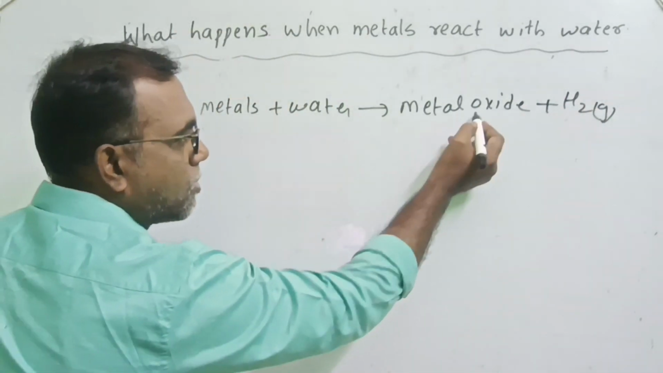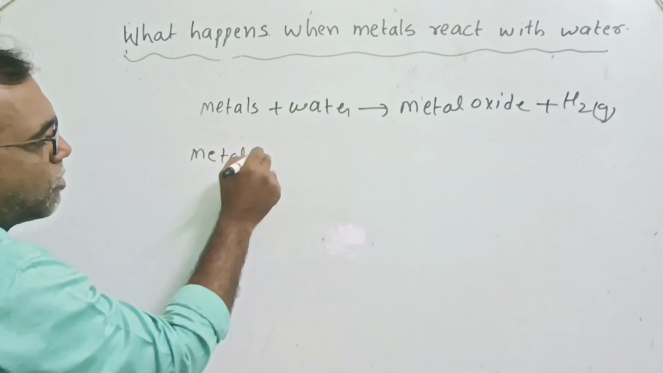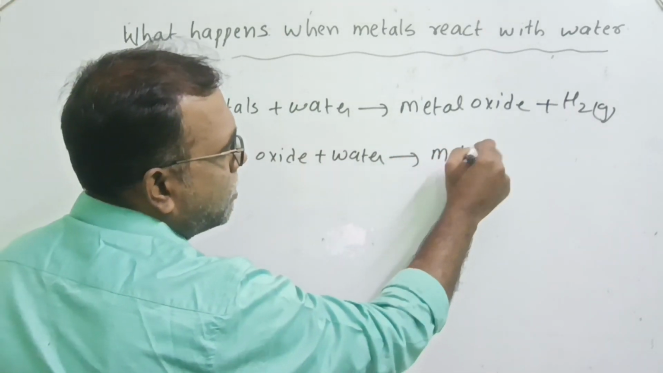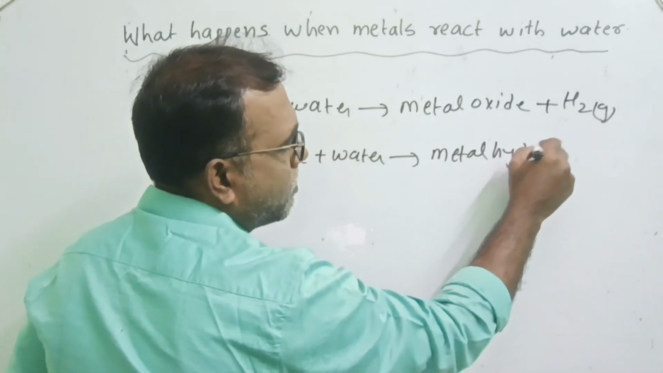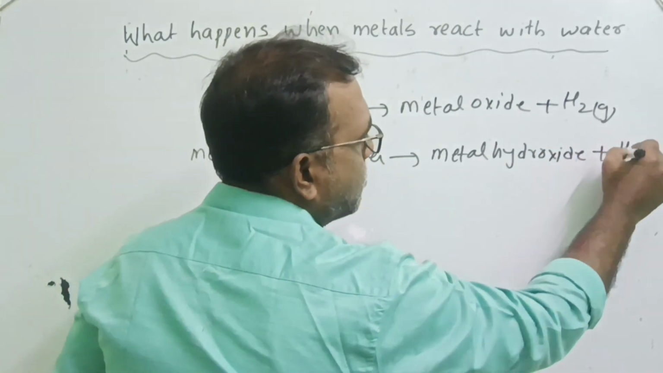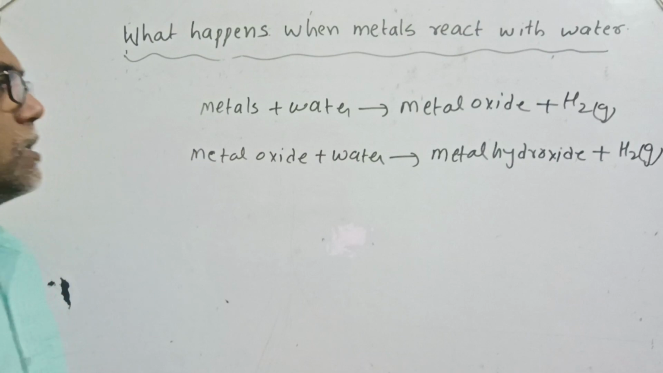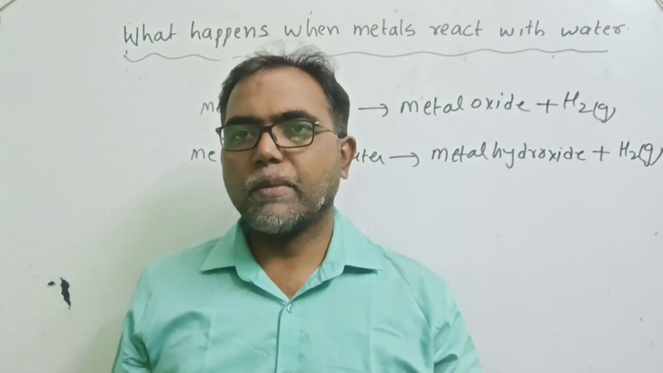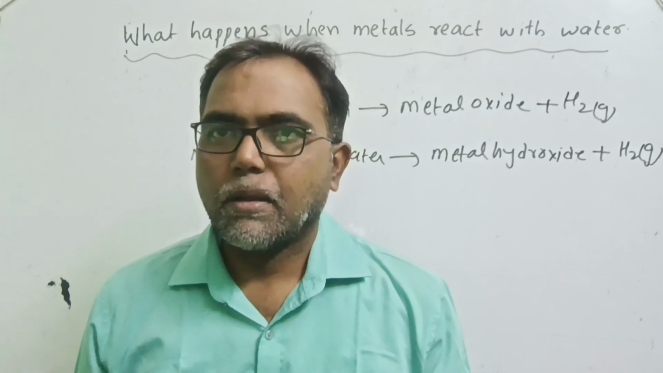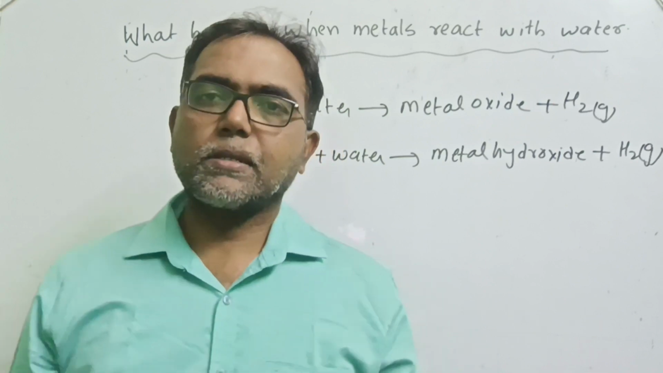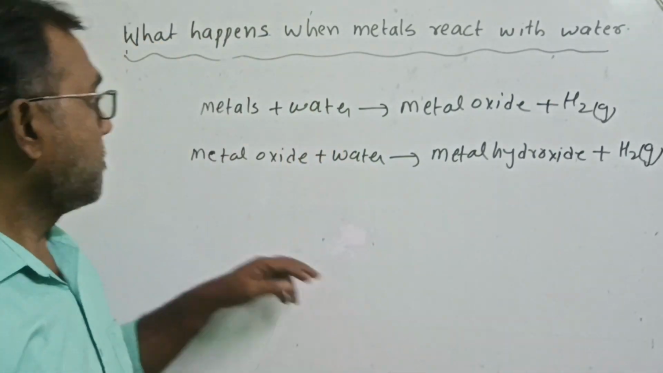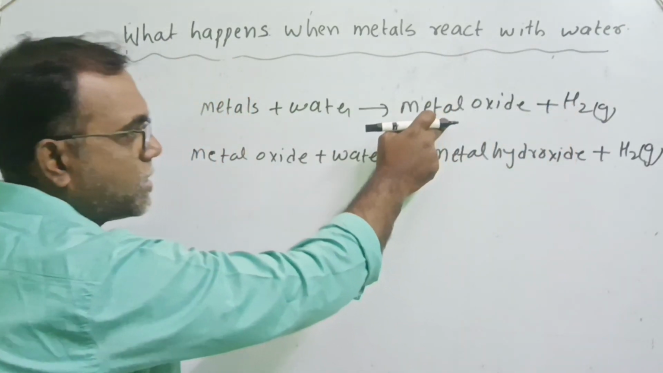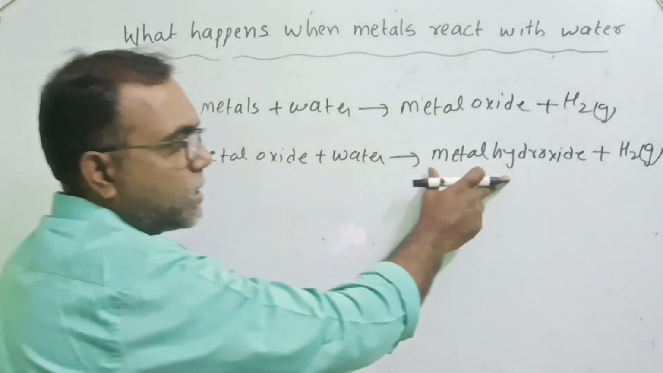And further, these metal oxides again react with water and give metal hydroxide and release hydrogen gas. Okay, so generally you have noticed that when you add a metal to water, it releases hydrogen gas and forms the respective metal hydroxide. But all of a sudden it will not happen like that. The step will take place in two different manners. First, metals react with water and give metal oxide and release hydrogen gas, and these metal oxides again react with water and give metal hydroxide.